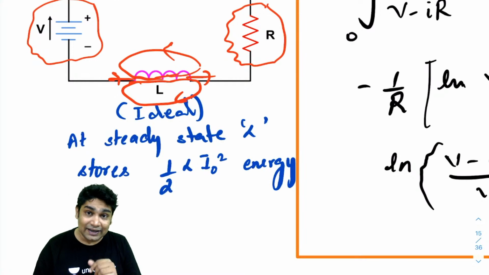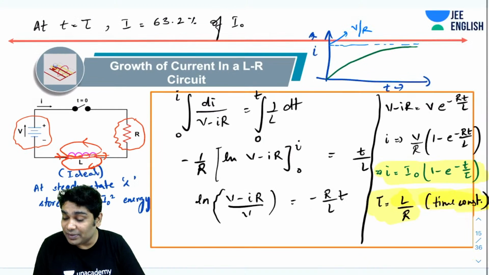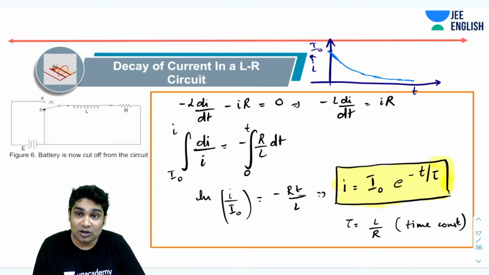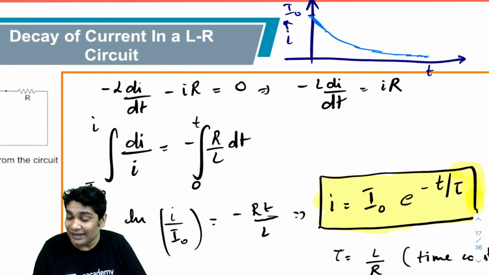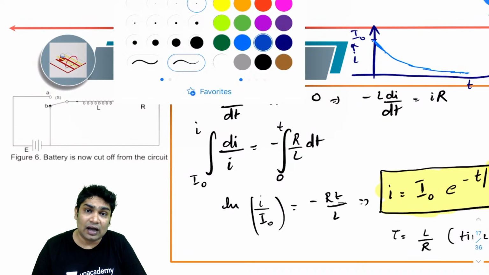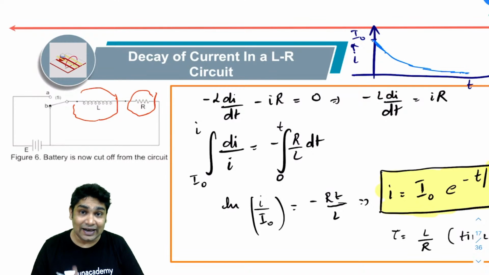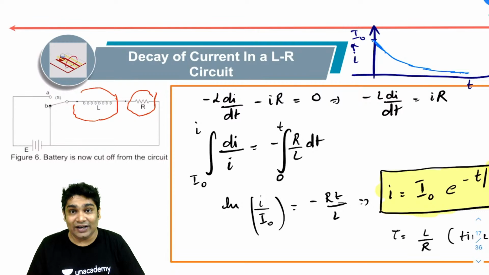Now, when you disconnect the battery, you will realize that it is this energy that gets dissipated across the resistance. There would be some heat dissipated, I squared R. If you integrate I squared R dt from 0 to infinity, it will come out to be half L I squared. So it is the energy stored in the inductor that is getting dissipated across the resistance. That is the role of an inductor.